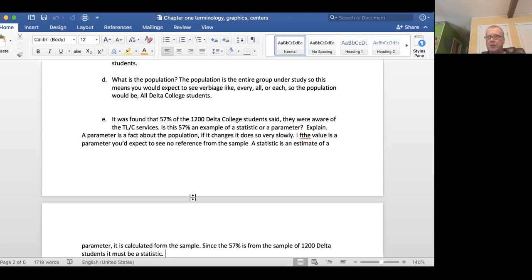Now, parameters don't really change all that much. If they do change, it's over a very long period of time. Whereas a statistic changes every time we do a sample. So since this 57% referred to the 1,200 Delta College students, I would have to say that it is a statistic. If it said it was found that 57% of all Delta College students were aware, then it would have to be a parameter.